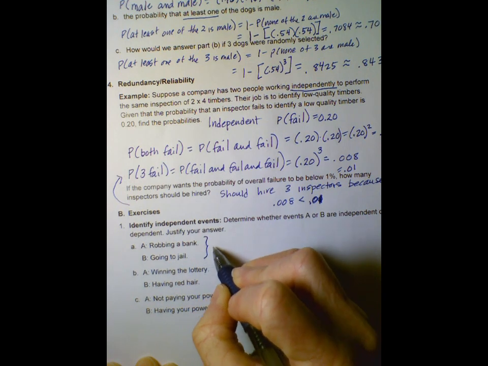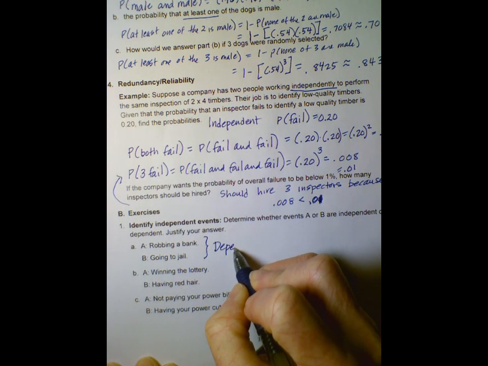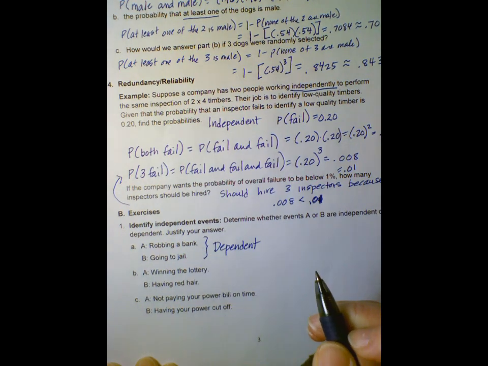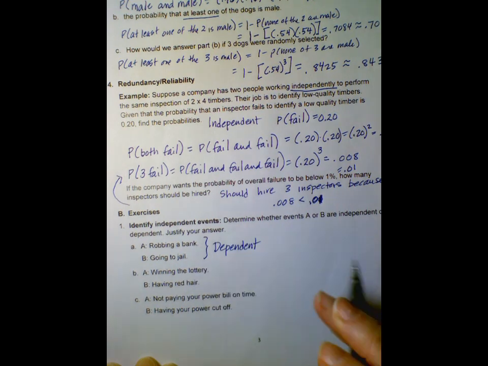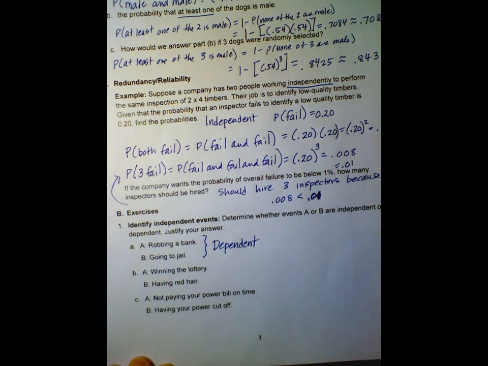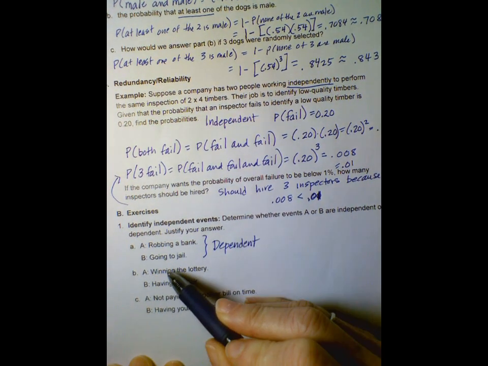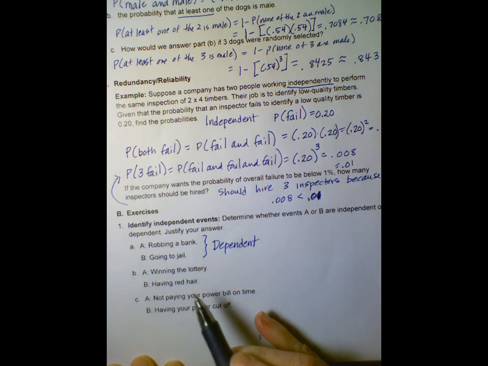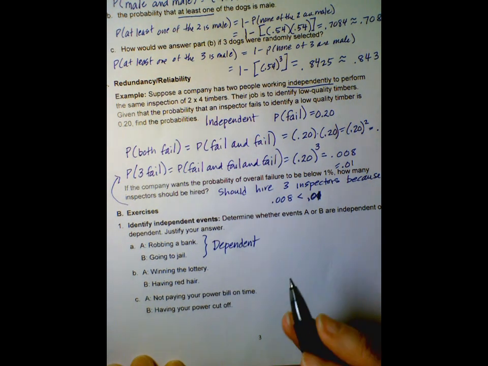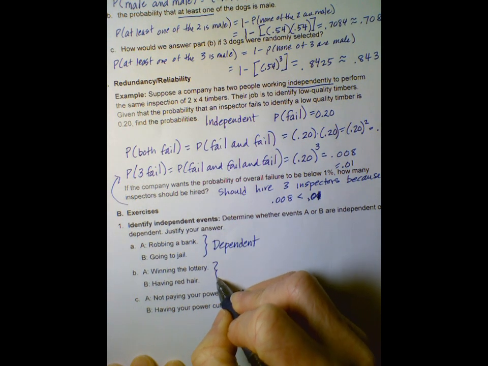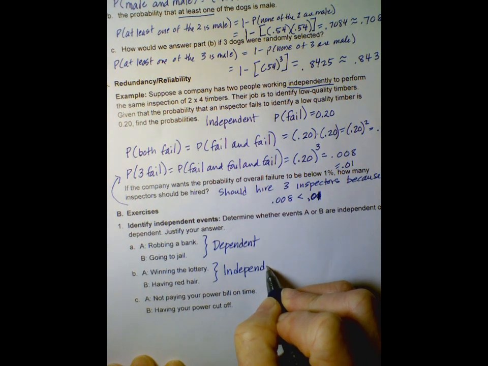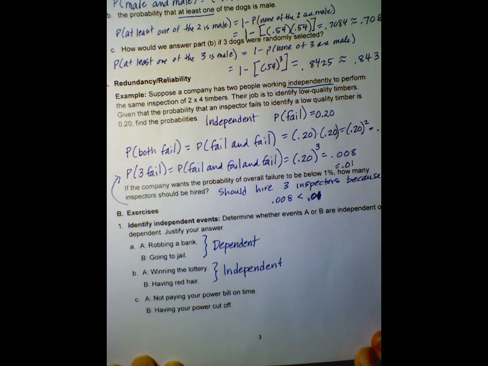Well, you're right. They are dependent. Because if you rob a bank, you increase your chances of going to jail. That will affect this probability. Okay. And part B, the event A, you win the lottery. Does that affect the probability of you having red hair? Well, that even sounds silly. And of course, no, those are independent. Winning the lottery will not affect the probability that a person has red hair.